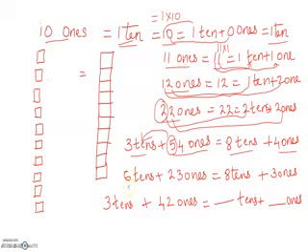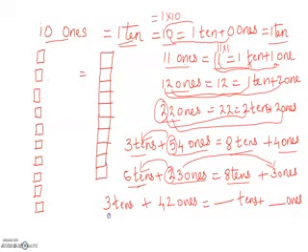Now look at the next one. 6 tens plus 23 ones. In 23 ones, 2 is in the tens place. So we have to take that to the tens group. So 6 tens and this 2 tens together will make 8 tens. 6 plus 2, 8 tens, and here we have only 3 ones.